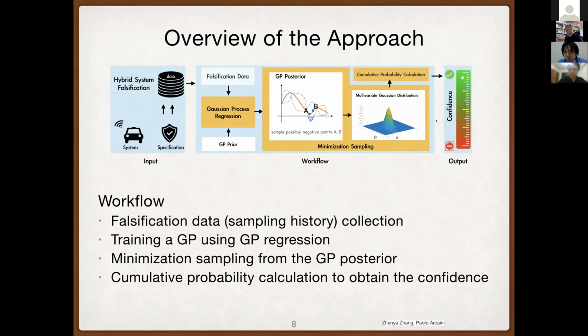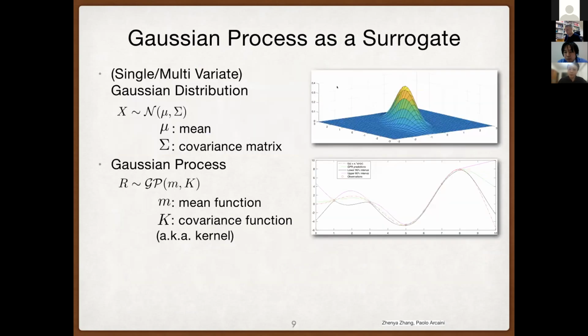Let me go into the details of the approach. Let me first introduce why we select Gaussian process as a surrogate model for the relation from the input signal to the robustness. Gaussian distribution is something we are very familiar with. A Gaussian distribution is identified by a mean and a covariance matrix. And a Gaussian process is an extension of Gaussian distribution to the continuous domain. A Gaussian process is identified by a mean function M and a covariance function K, which is also known as a kernel. This covariance function takes two inputs and returns the correlation between them.